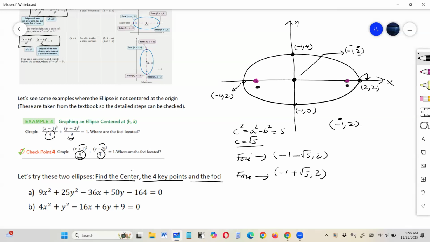Okay, there's not much else. We found the 4 key points. We found the 2 foci. We found the center. Always find the center first. All right, so those are good for practice.